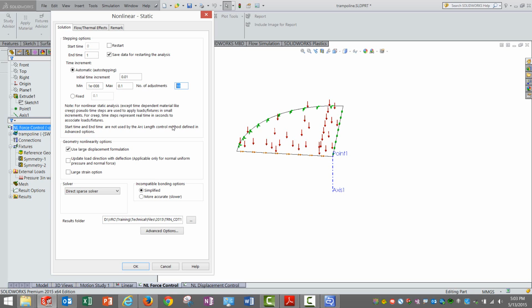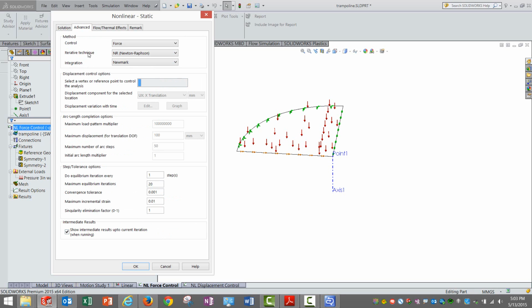Second thing, of course this is a large displacement formulation, so ensure you have selected that, and the solver is direct sparse, that's fine. And in terms of control methods, of course this is the default one, but that is what we are looking at here. We will use the force control algorithm over here. The Newton-Raphson integration method remains the same.